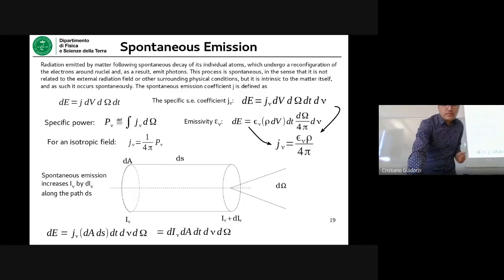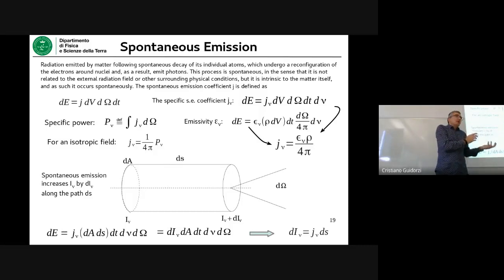And so you immediately see that the increase experienced by intensity is just the specific spontaneous emission coefficient times the length of the path.